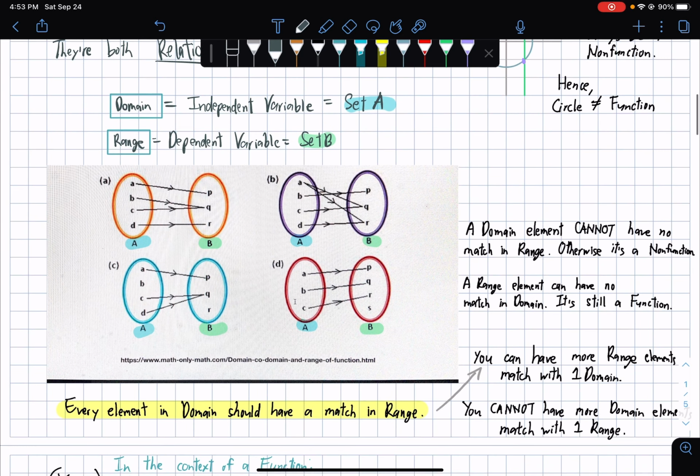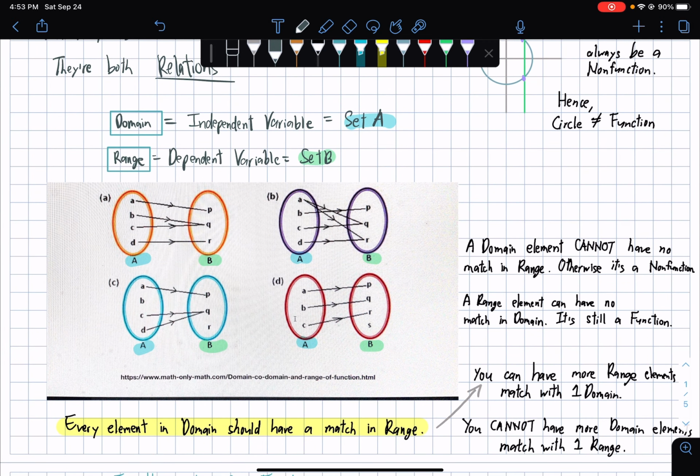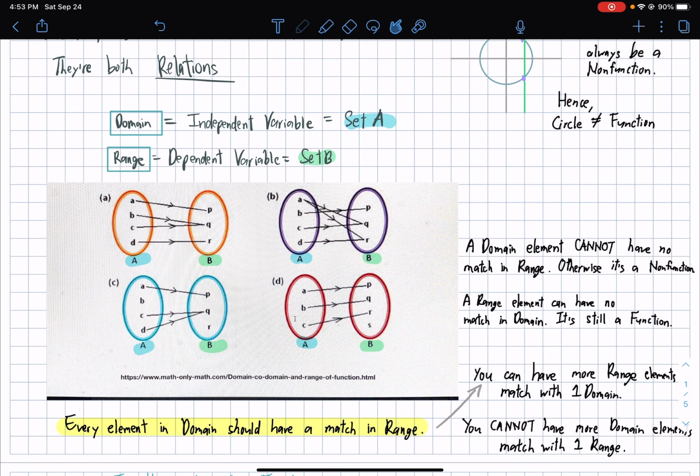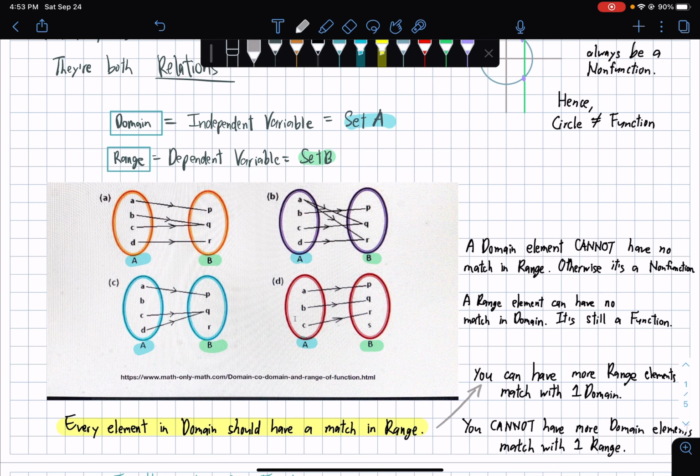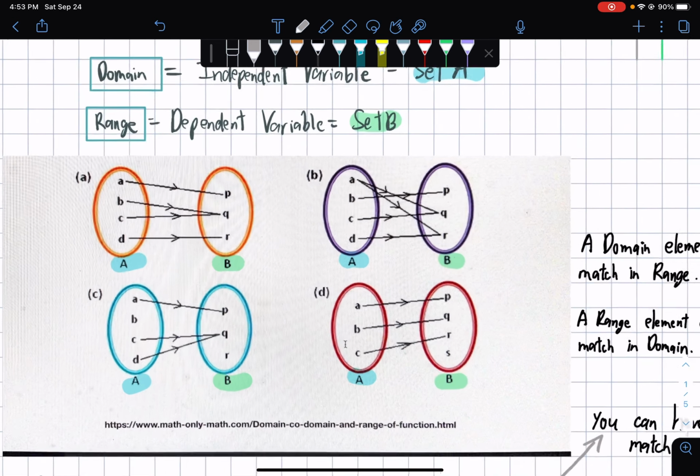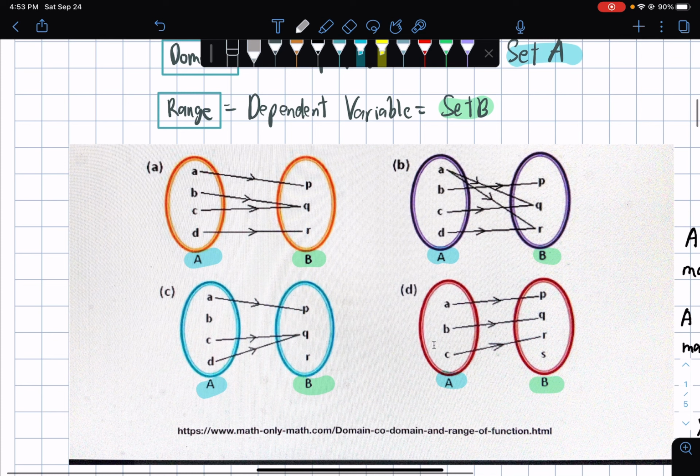So right now we are given 4 questions to solve. Basically, what we're supposed to do here is to determine whether the given is a function or a non-function. So for letter A, as you can see here, A matches to P, B matches to Q, C also matches to the same letter Q, D matches to R. So in this sense, we call this a function.